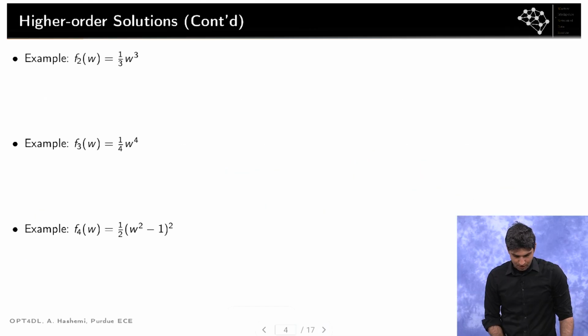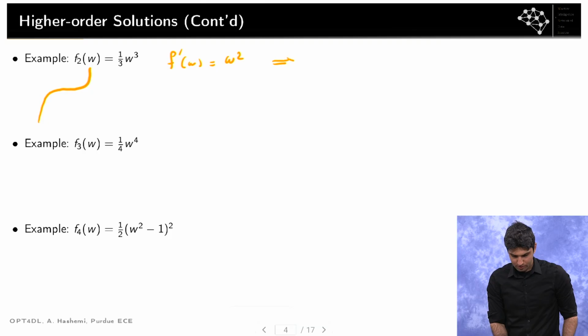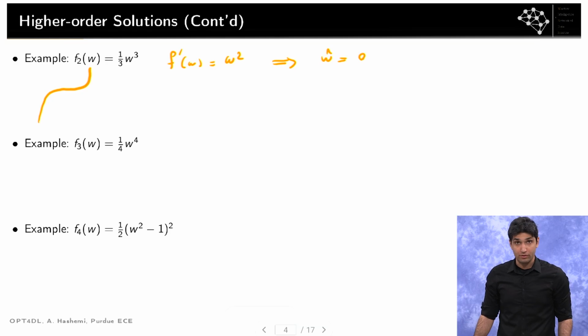All right, so let's talk about another example. It's another cubic function. If you were to plot it, it's going to look something like this. So what are the derivatives and the second order derivatives? The derivative is basically just w squared. So if I set this to be 0, I find that w hat will be 0. So I have one first order stationary solution, and that's basically the origin.